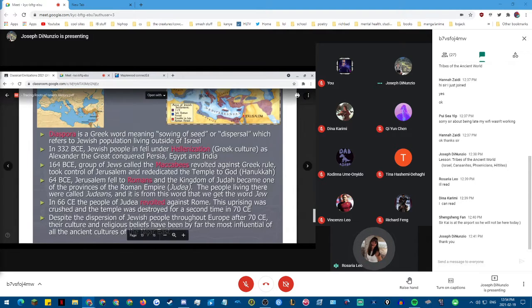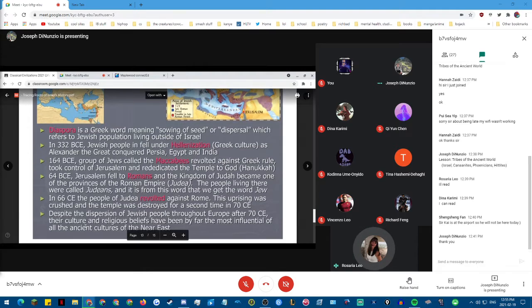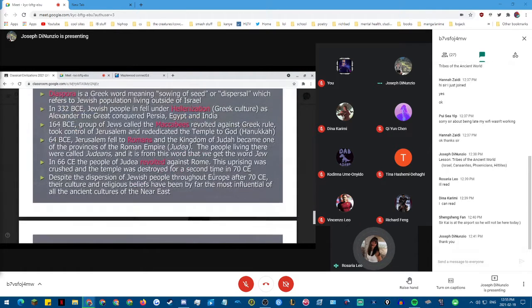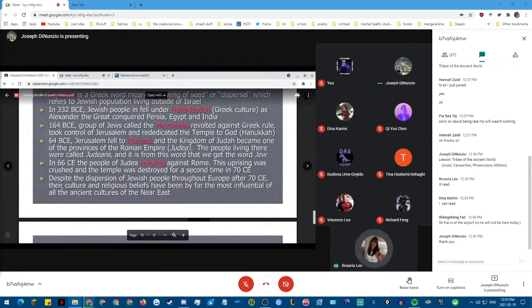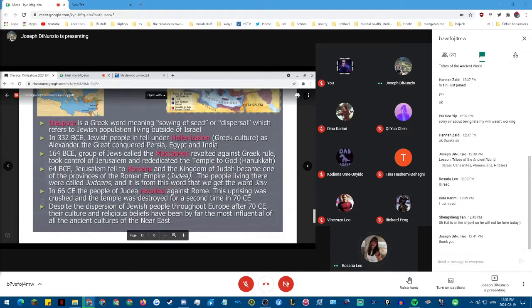The people living there were called Judeans, and it is from this word that we get the word Jew. In 66 CE, the people of Judea revolted against Rome. This uprising was crushed and the temple was destroyed for a second time in 70 CE. Despite the dispersion of Jewish people throughout Europe after 70 CE, their culture and religious beliefs have been by far the most influential of all the ancient cultures of the Near East.